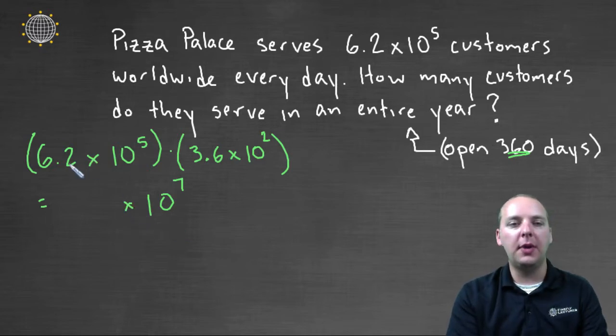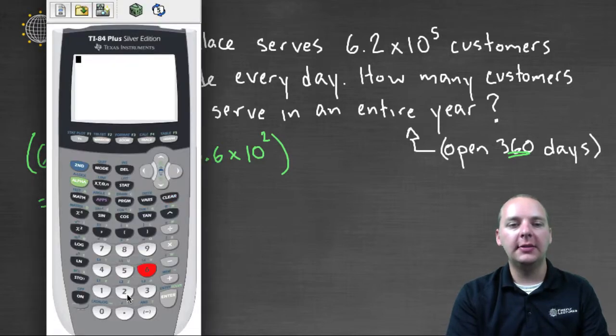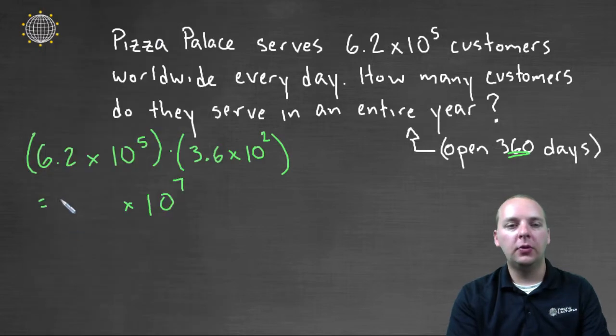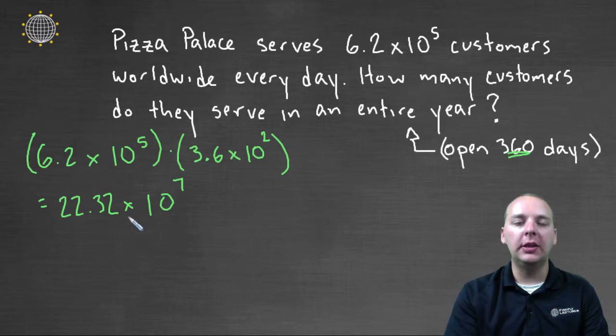Now, we're not really sure about the 6.2 times 3.6, so I'll go to my calculator and take 6.2 times 3.6, and that would give us 22.32. Now a lot of students would leave this as their answer, 22.32 times 10 to the seventh. That sounds about right, but in fact there's something a little off about this. This would actually be an incorrect answer.